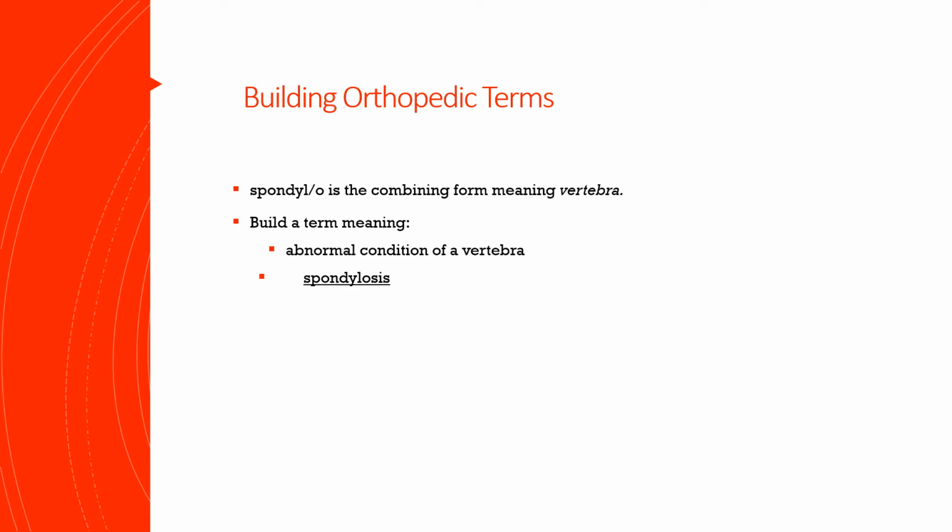Spondylo is the combining form that means vertebra. Build a term that means abnormal condition of a vertebra. Spondylosis. Teno is a combining form meaning tendon. Build a term meaning to suture a tendon. Tenorrhaphy.